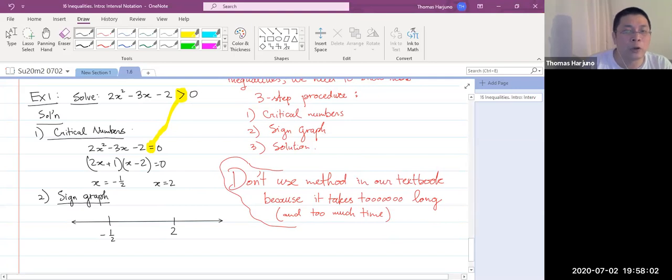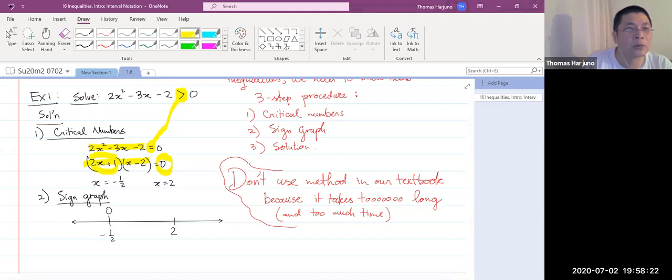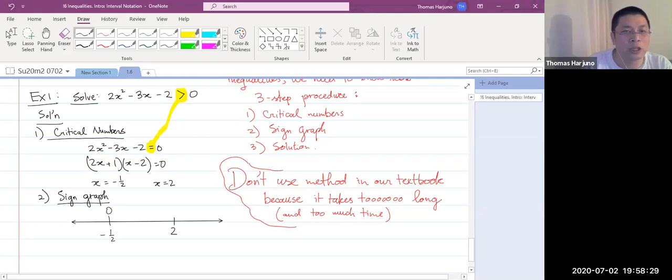Now, going back to this situation, on this sign graph, this -1/2 will give us 0. When you plug in -1/2 here or here, of course, the outcome will be 0. Because when you plug in -1/2 here, it becomes 0. You see that? Likewise, when you plug in 2 into this expression here, you will see this will make it 0.